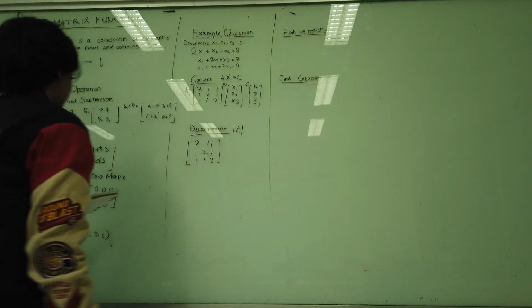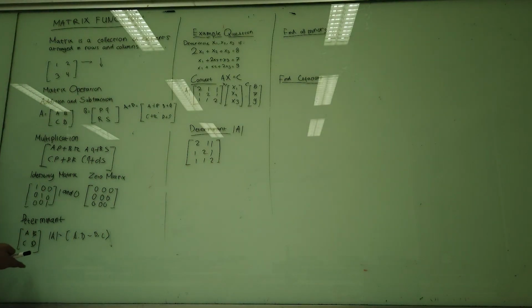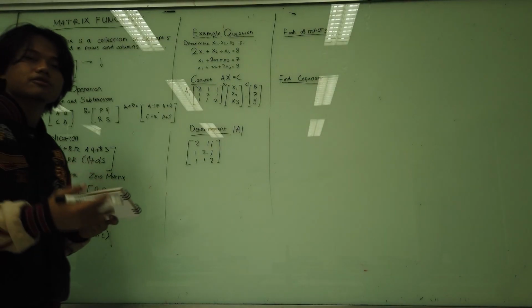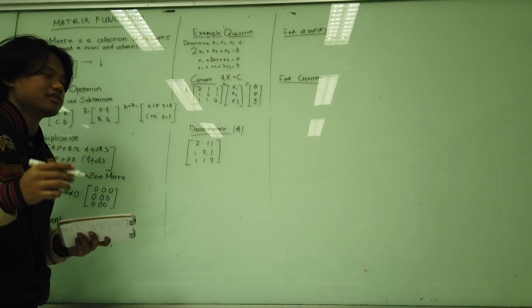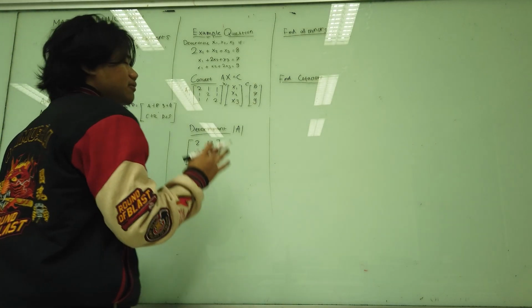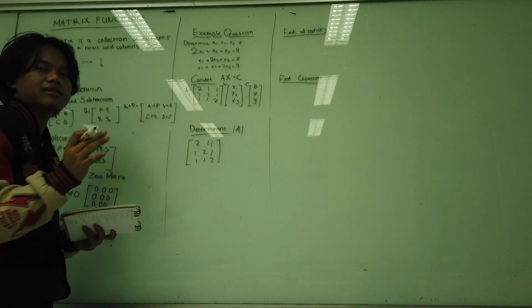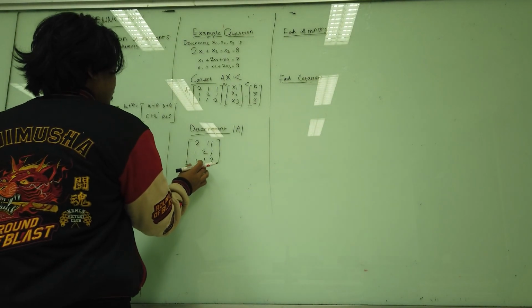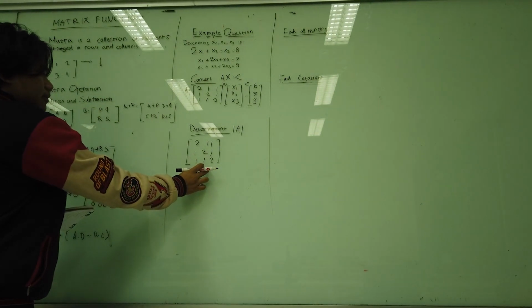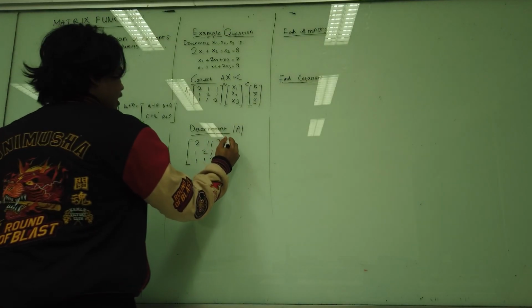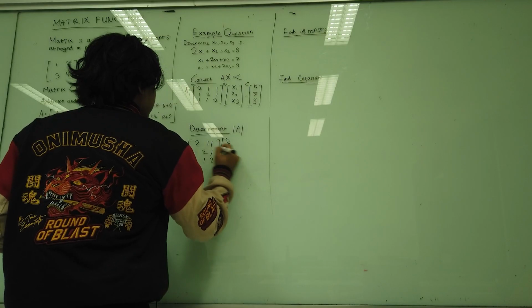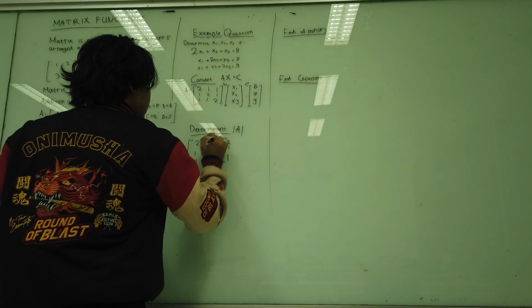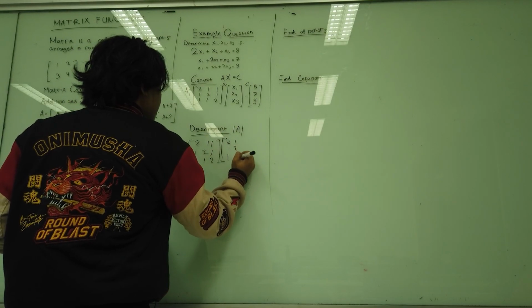To find the determinant, which I already explained here, but that was for the 2 by 2 matrix. So what do we need to do to find the determinant of a 3 by 3 matrix? We can use a method called the Sarrus method. Basically, we take the first 2 columns of the 3 by 3 matrix and add them to the right side. So we add them here, 2, 1, 1, and 1, 2, 1.